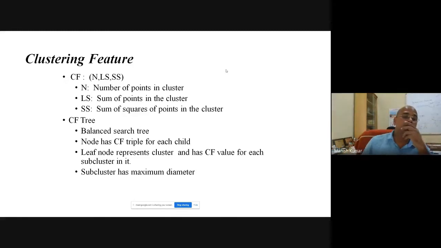The clustering feature used in this case is what we call CF. It is actually N, LS, and SS. N is the number of points in the cluster, LS is the sum of points in the cluster, and SS is the sum of squares of points in the cluster. The CF tree is a balanced search tree. Nodes have CF triplets for each child. Leaf nodes represent clusters and have a CF value for each subcluster in them. A subcluster has a maximum diameter, so obviously we fix some sort of threshold.